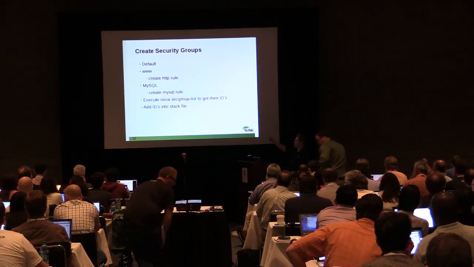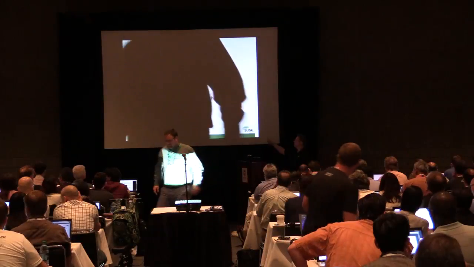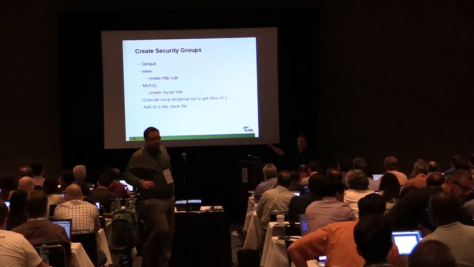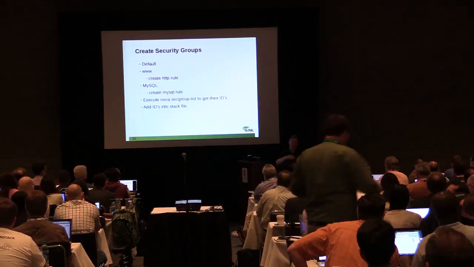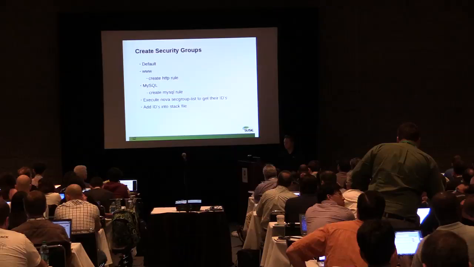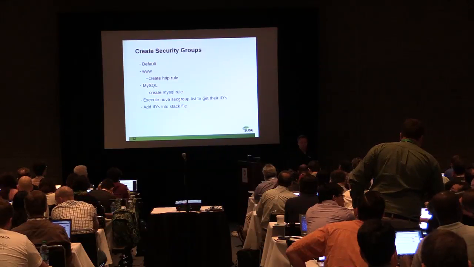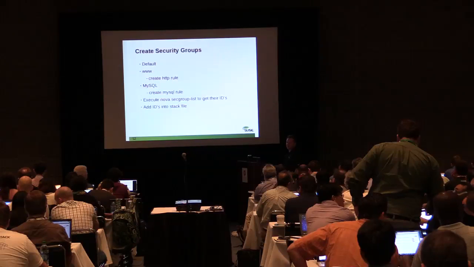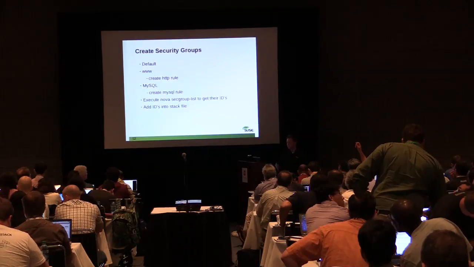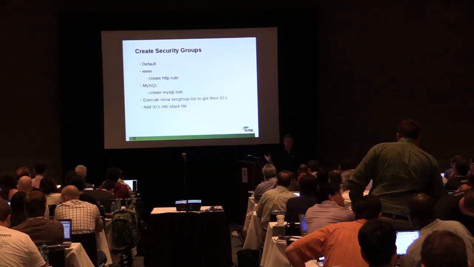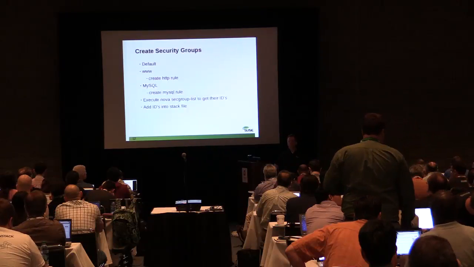I've also added in the command, if you want to do it from the command line, we're not going to do that today, however. If you were doing this in your own lab, you could in fact use the Nova security group list and list out the security groups that you have in there. There's also the Nova security group create. Neutron also has security group creation as well. What this process is doing is creating the IDs that are actually required for us to create the heat stack.